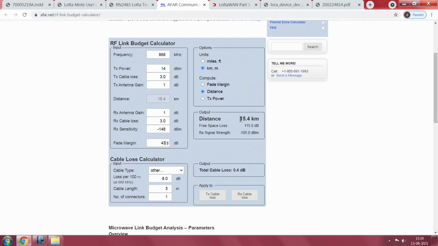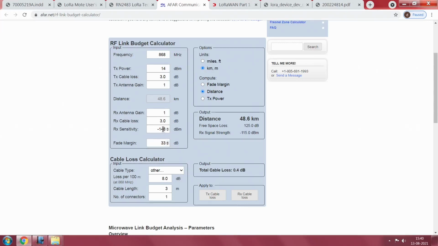Now we have to see if some of these parameters can be adjusted, can we get higher and higher distances. For example, supposing I reduce the fade margin from 43 to 33. Now look at what actually happens: 48 kilometers. So you can see that as you keep reducing the fade margin, you will get a larger range. We need not necessarily play with the fade margin. If you have better radios, maybe a minus 158 dBm radio, you may get even better range.